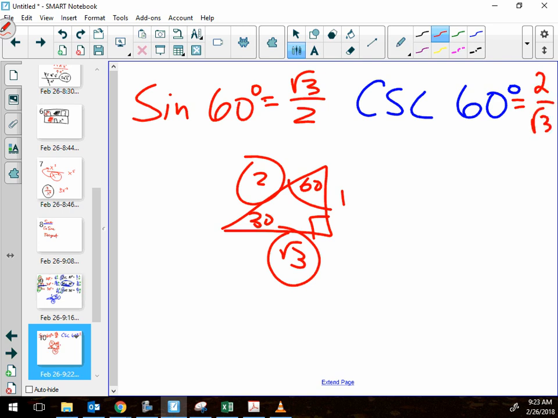2 over root 3. Raise your hand if you had that one right. Awesome. Okay. See how easy they are? Because the three new functions are just the flip of the originals. All right. So now, how can we use this?